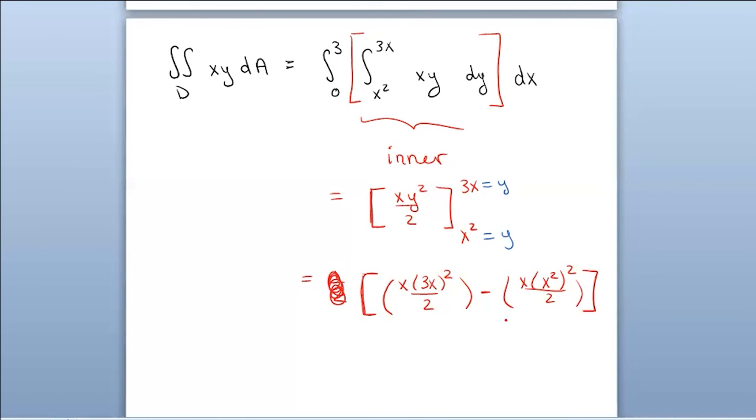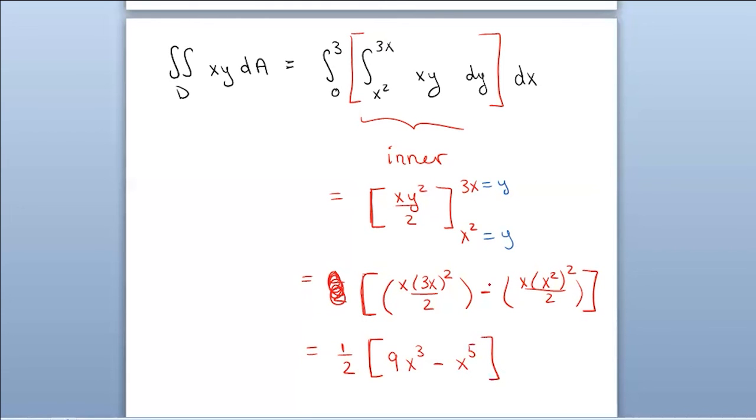Now I think I'll pull the 1/2. I could have done it earlier, but I thought maybe we'd get confused. So we'll pull the 1/2 now. And now let's do a little simplification. So here, when I square the 3x, I get a 9. Then I have x squared with the extra x becomes an x cubed. And then minus, so x squared squared is x to the 4th, and I get an x to the 5th.